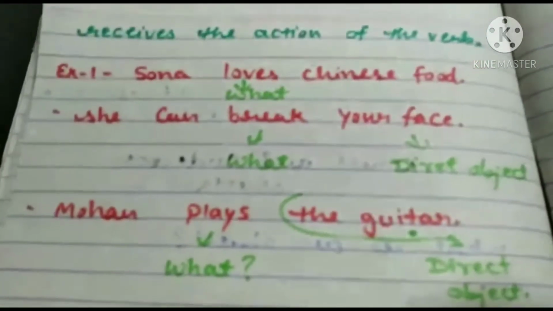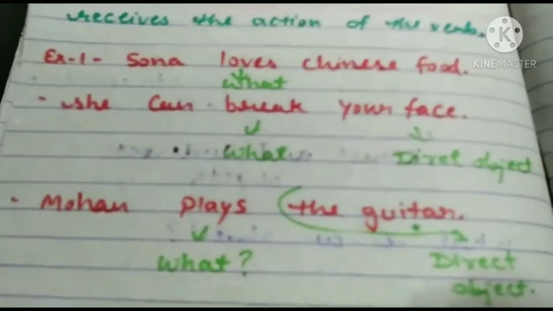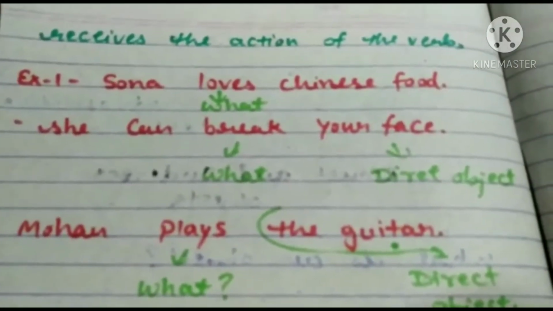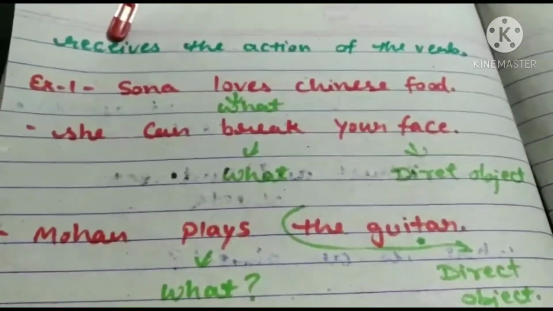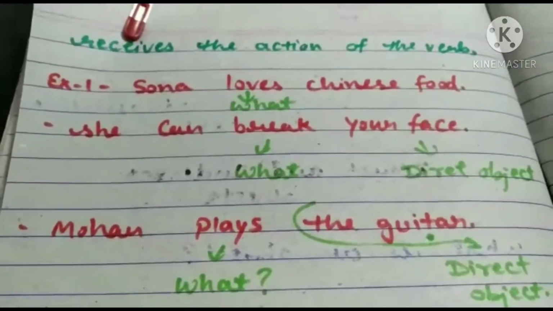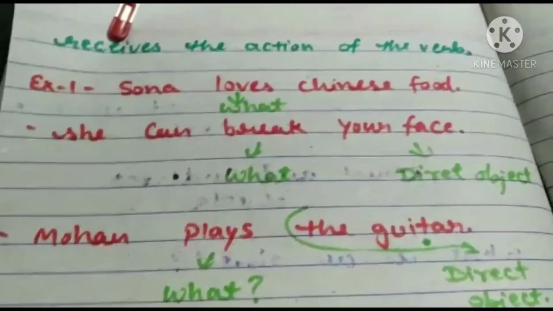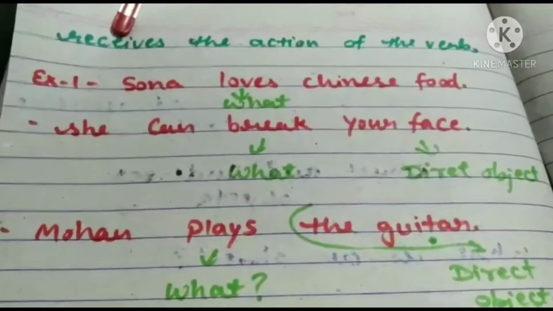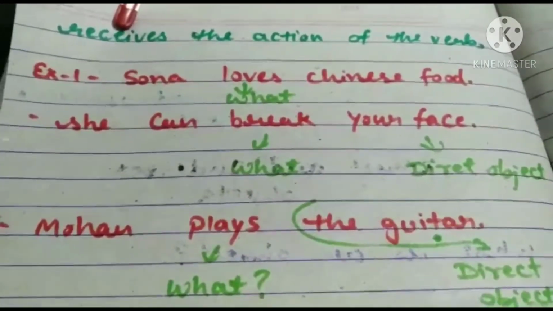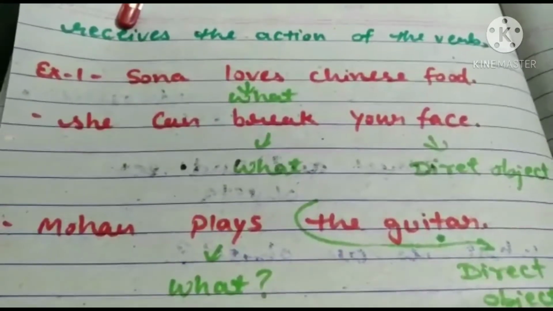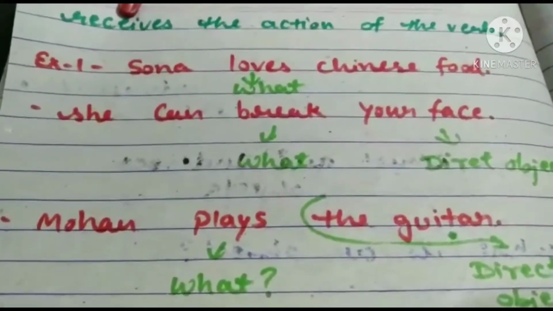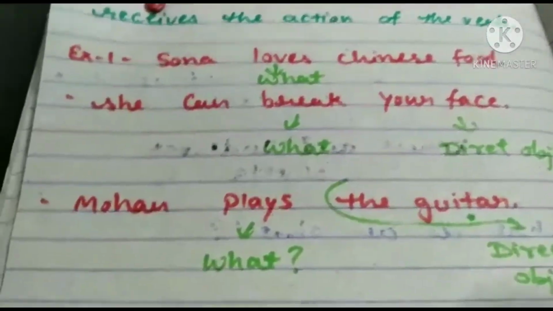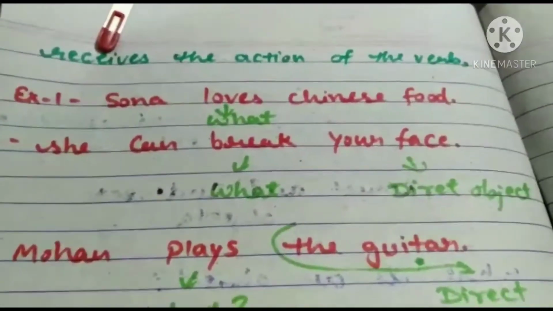We will understand this one from the name. Direct goes in direct object. We can find it just by the name: it is something that receives the action. And let me tell you, it is generally things. So take an example and understand this. She loves Chinese food.